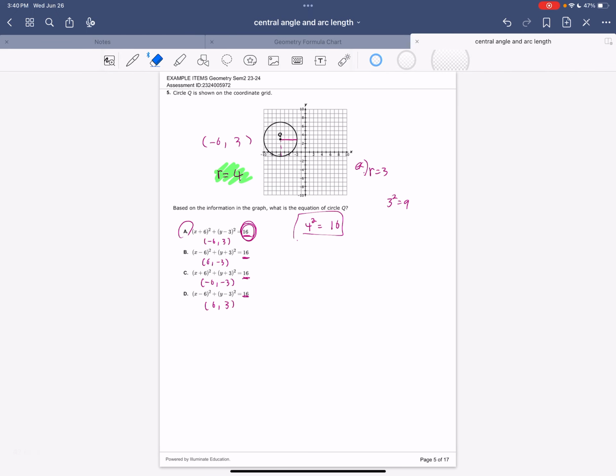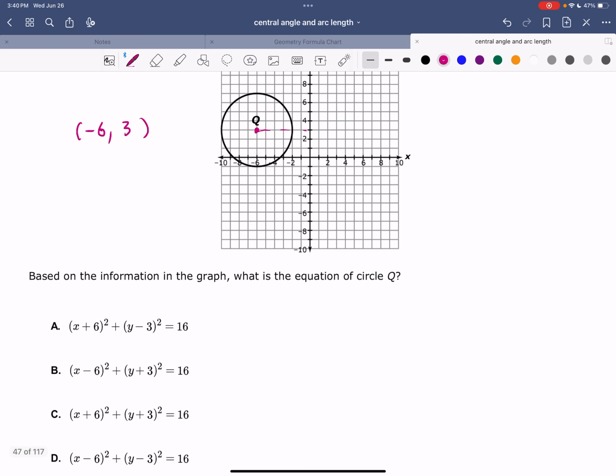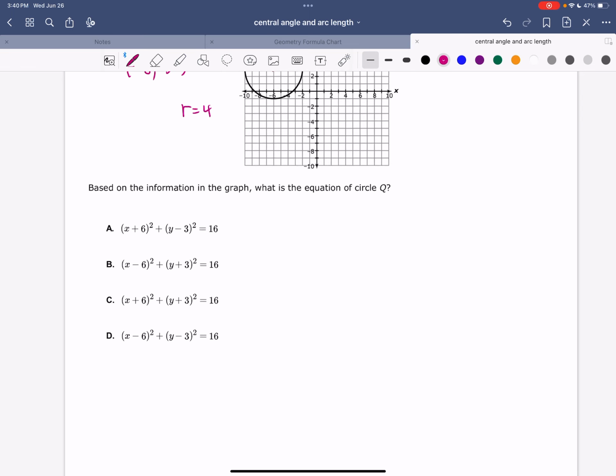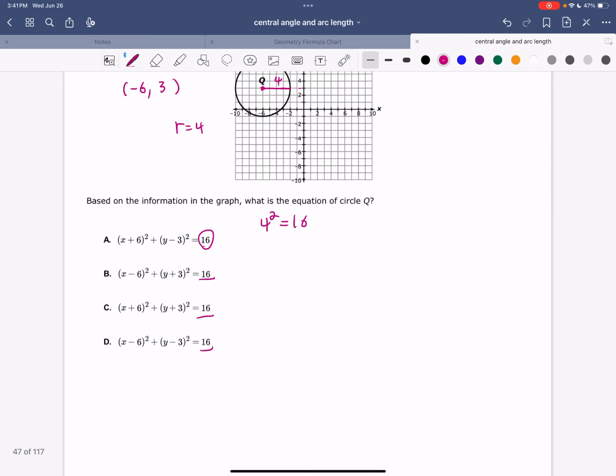Let's go to question number 5. It is about the equation of the circle. What you have to know is you have to know where the circle is at. Your center is at -6, 3, and our radius is 4, okay? Now, this number should be radius squared. So 4 squared is equal to 16. But it looks like every single one of these questions has 16 as an answer. So we're good with the radius.